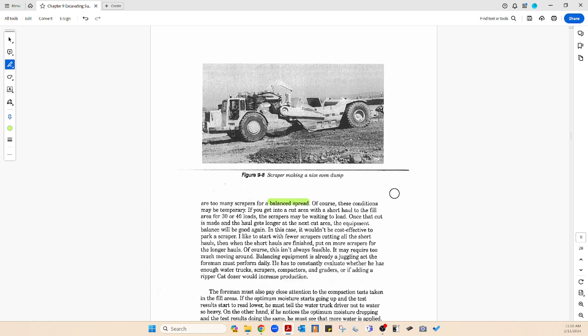And then it goes on to say these conditions may be temporary. If you get into a cut area with a short haul to the field area, 30 to 40 loads, the scrapers may be waiting to load. You can't have that. You've got to have a way of loading those scrapers. Nothing can just sit there. Once that cut is made and the haul gets longer at the next cut area, the equipment balance will be good again.